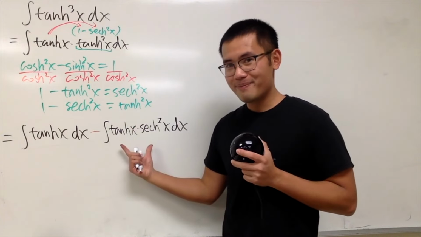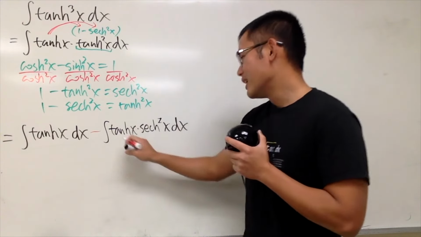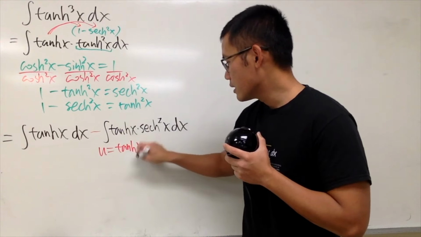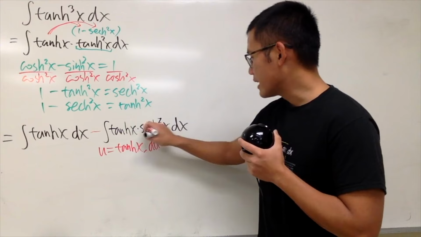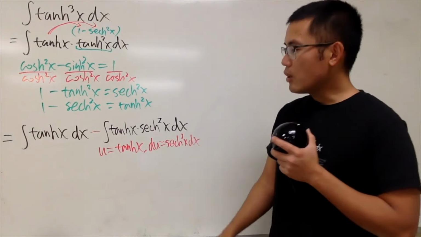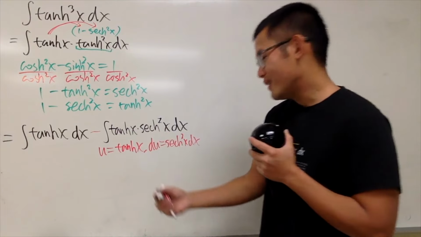And for this one, we can use a u-sub, because if we let u equal tanh x, we see du is precisely this, hyperbolic secant square x dx. So we can finish this.